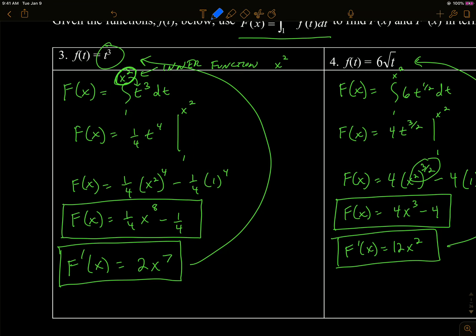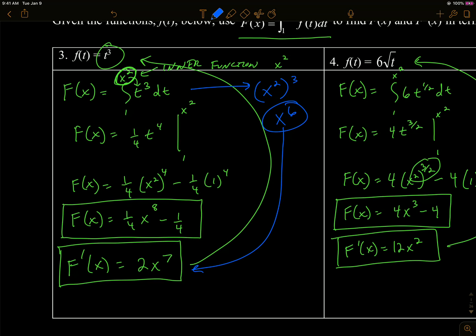We're looking for a shortcut. We know that if we integrate and then differentiate, we should just get back to the original function. So all we really need to do is plug x squared into that function, and I get x to the 6th. That function is not quite the answer yet, because we have to apply chain rule.